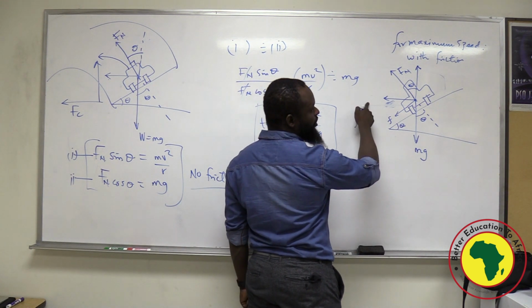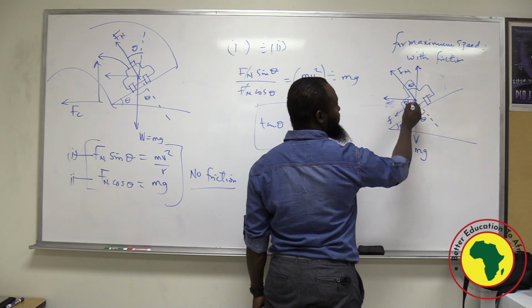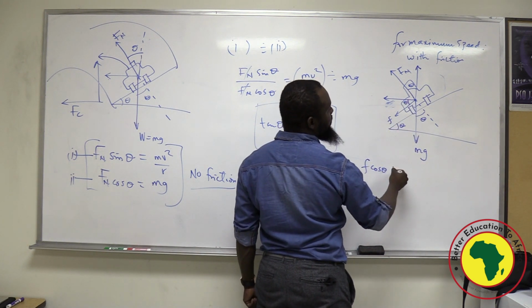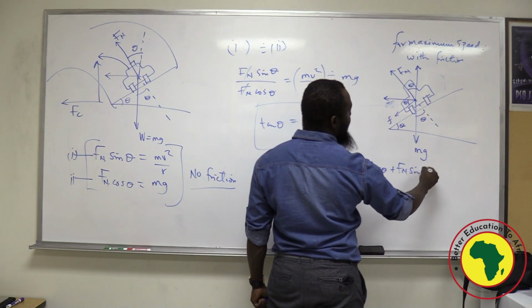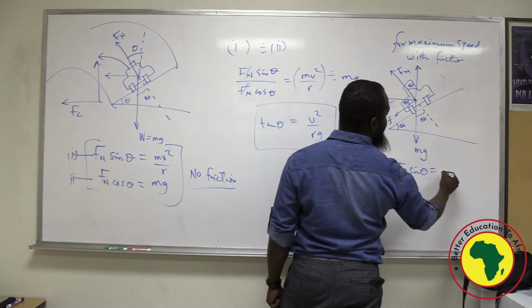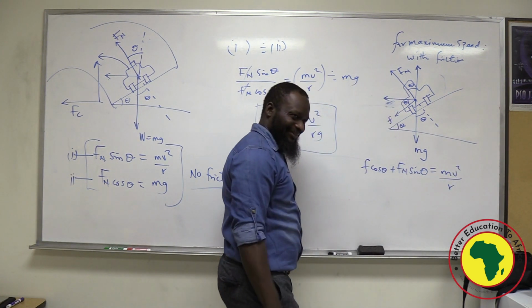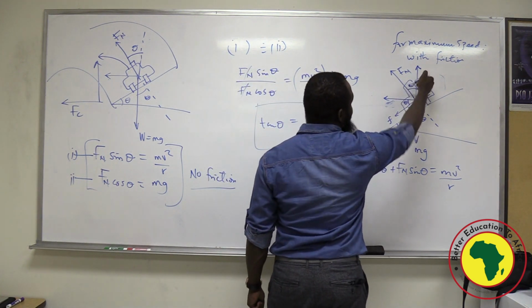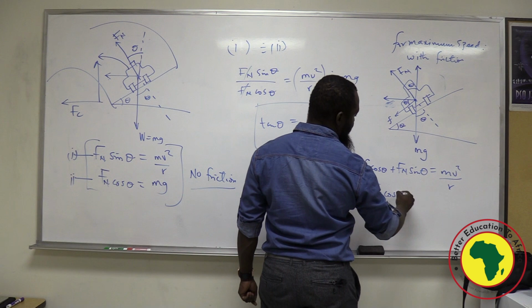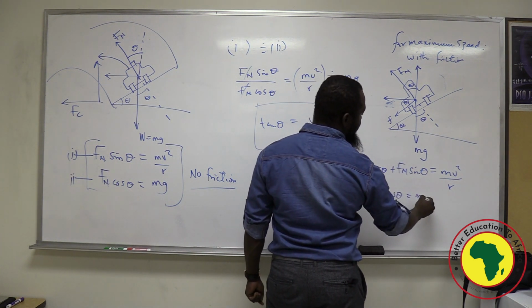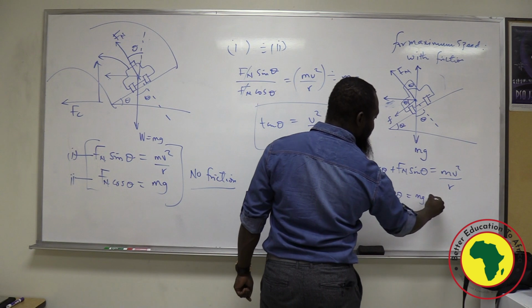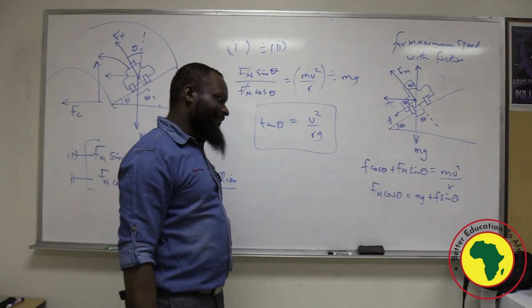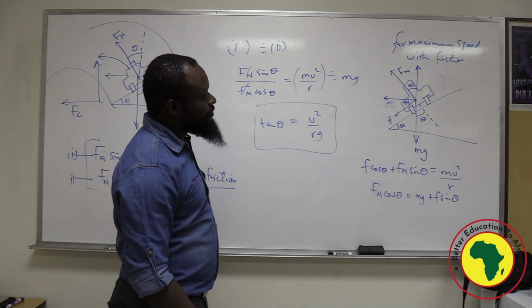Now two things are going to come here. Friction cosine theta plus normal force sine theta are the two things contributing to centripetal force in this case, mv squared over r. And then normal force cosine theta equals mg plus friction sine theta coming down. So those are the two things that I have.